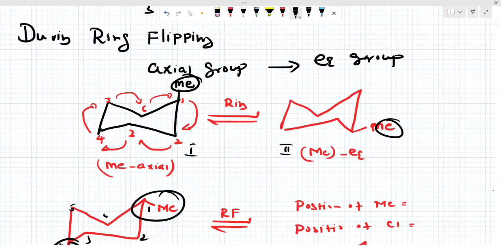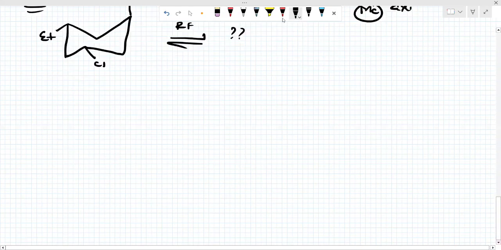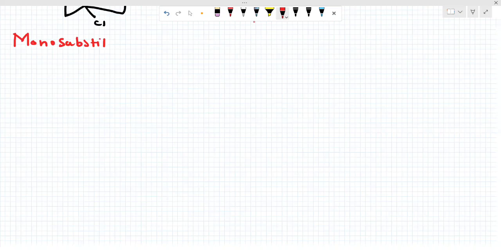That is called mono substituted cyclohexane. That is a very, very important exam topic. Next topic: the mono substituted. In case of CSIR, at the exam level, they will ask di-substituted and tri-substituted also. In CUET, even IIT JAM also they will ask. In case of the exam level, mono substituted is enough.